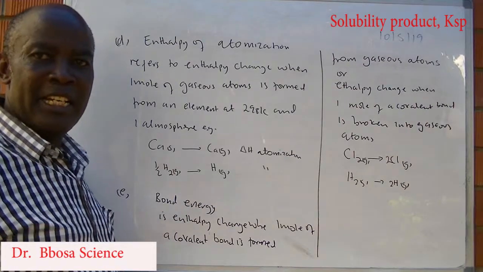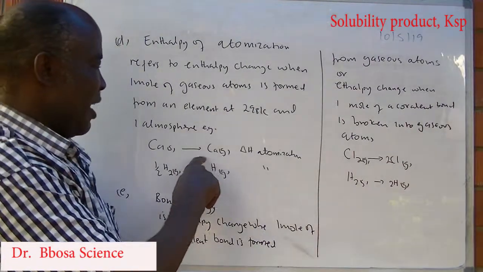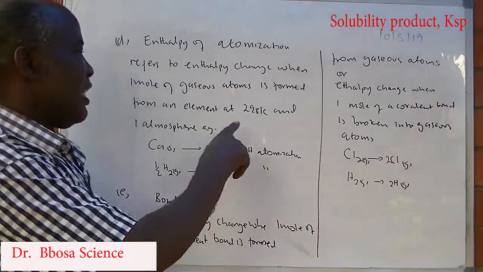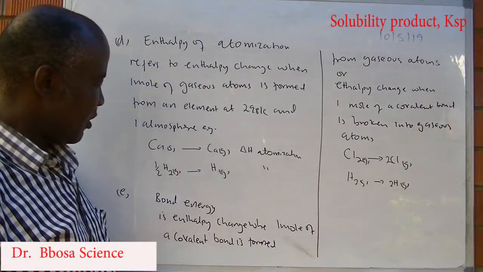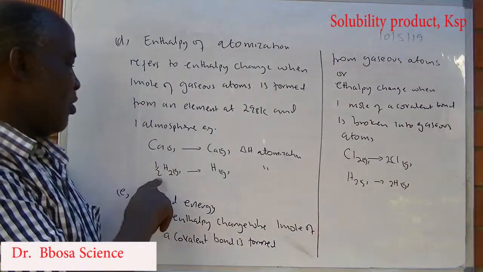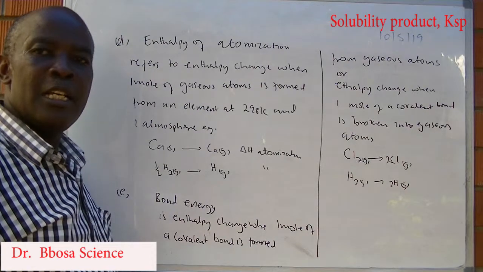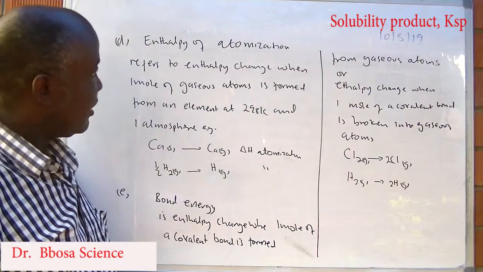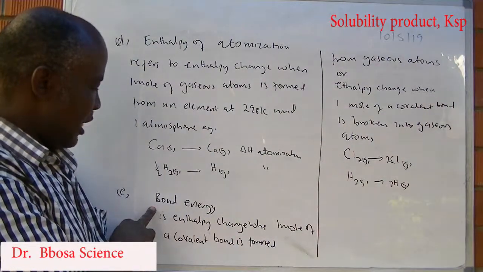at 298 K and 1 atmosphere. For example, 1 mole of calcium atoms formed from calcium solid at 298 K and 1 atmosphere will be the enthalpy of atomization. 1 mole of hydrogen atom formed from half a mole of hydrogen molecules, gas, will be the enthalpy of atomization. Related to enthalpy of atomization is bond energy.